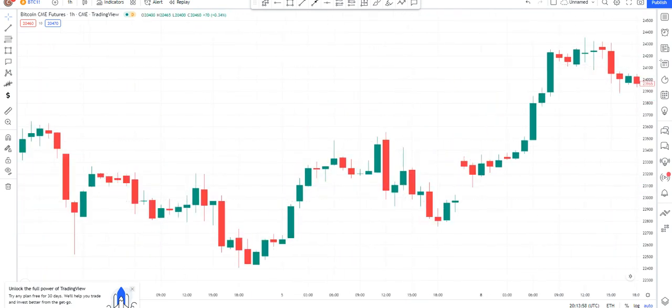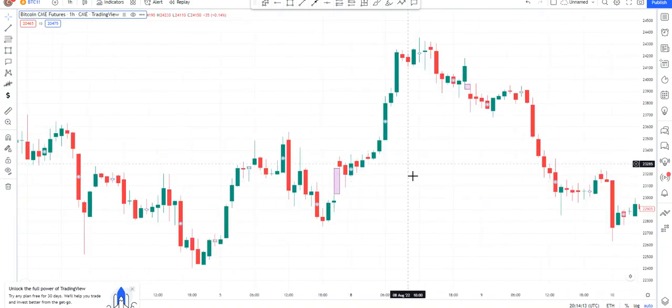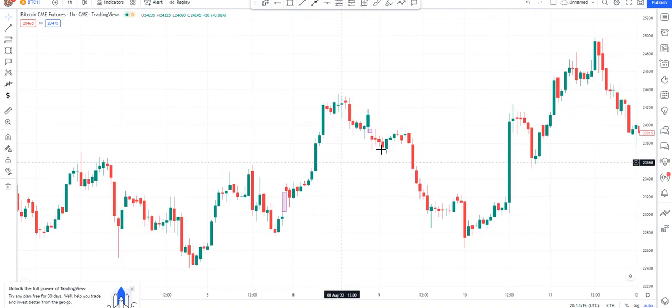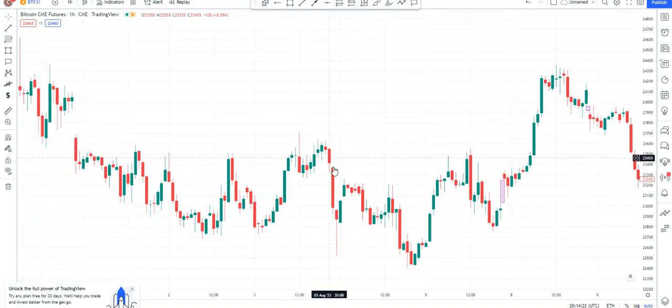Here we have another big gap. Price came in and did not fill it totally. It came down deeply into it, but didn't totally fill it, and continued higher. So many examples in this chart.